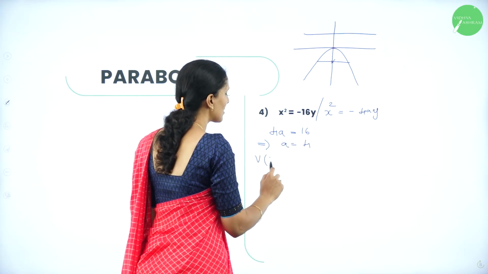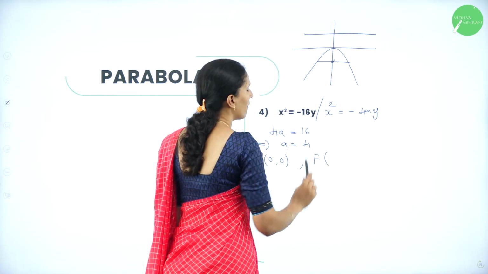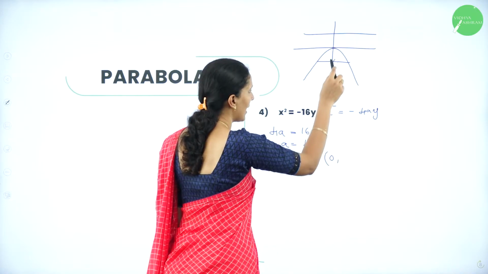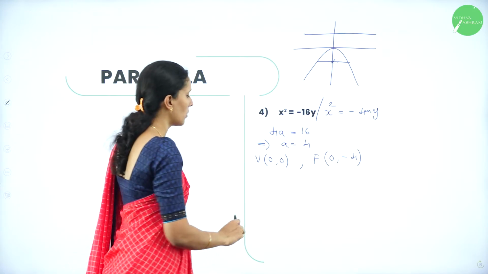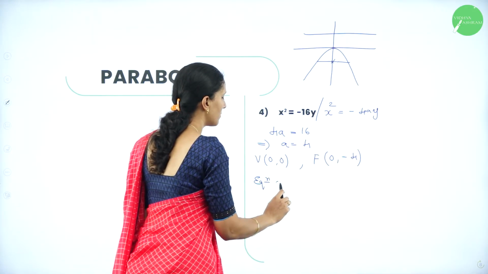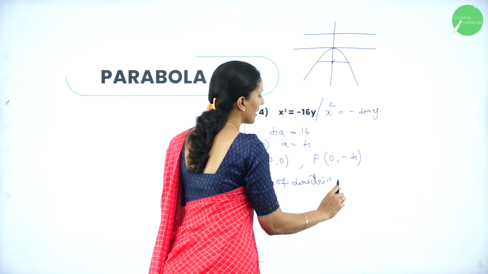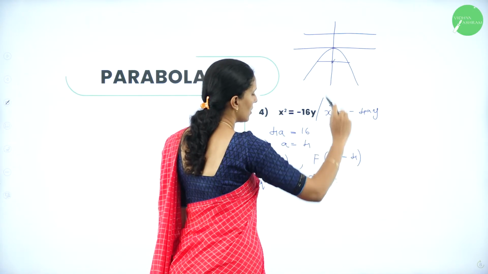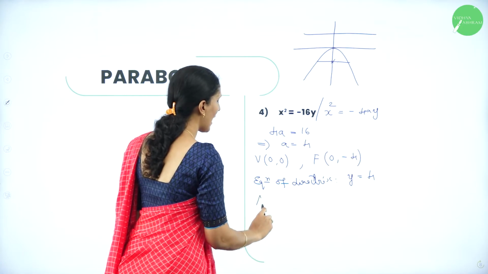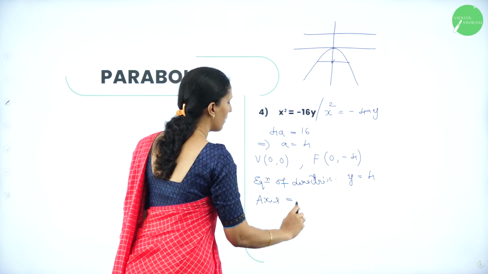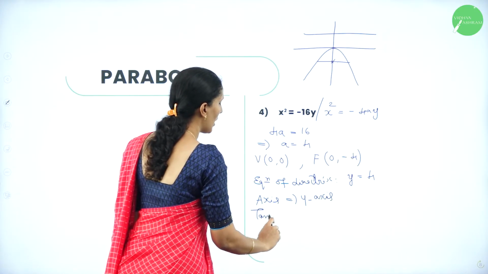So therefore the vertex is the origin. Focus: here for the y value, it is 0 for x and minus 4, so (0, minus 4). Now equation of directrix. The directrix is parallel to the x-axis. So therefore its equation is y is equal to 4. Next, axis of parabola is the y-axis and tangent to the parabola is the x-axis.